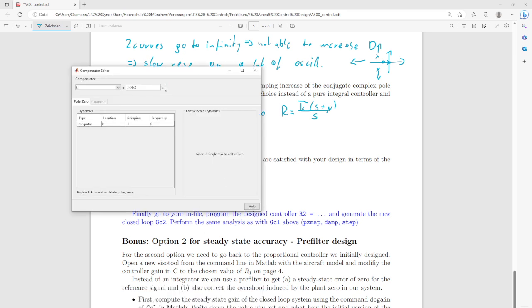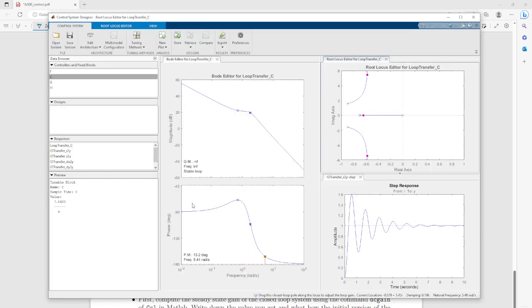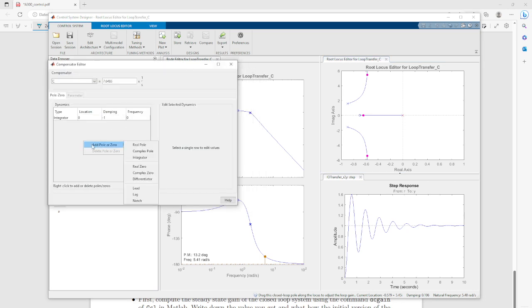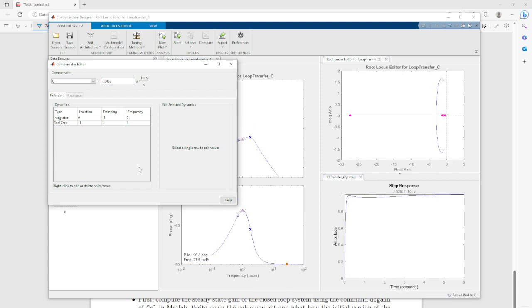Okay, so that said, let's go back and try this out. So we are saying, okay, we don't like that behavior. So why not add another dynamic, and we're going to add a zero, okay? And suddenly our controller looks like this. We have a zero, we have an integrator, and we have some gain, which is probably too high. Let's set it to 1 for a second, which is a classical PI controller.